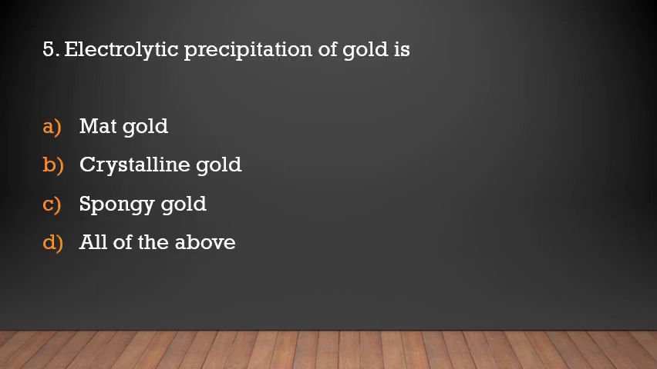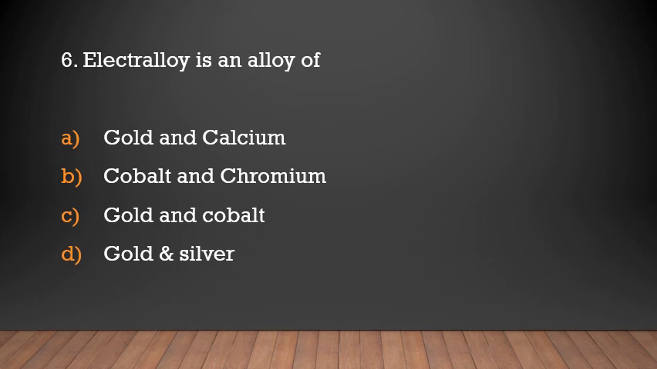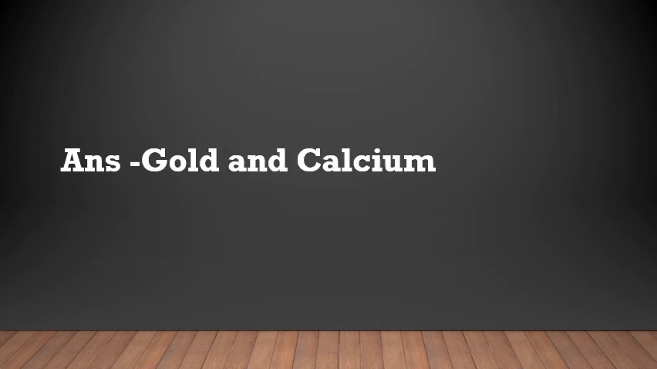Electrolytic precipitation of gold is matte gold, crystalline gold, spongy gold, all of the above. All of the above. Electrolytic precipitation of gold is also known as matte gold, crystalline gold, spongy gold. Electroalloy is an alloy of gold and calcium, cobalt and chromium, gold and cobalt, gold and silver. Gold and calcium. Electroalloy is an alloy of gold and calcium.